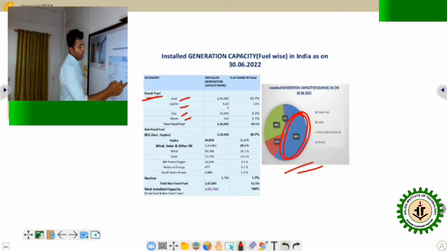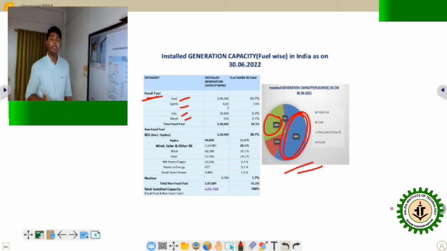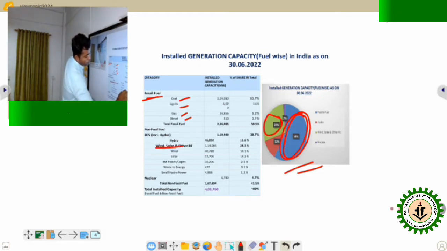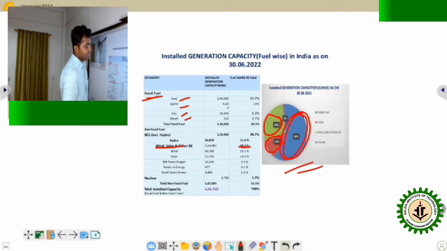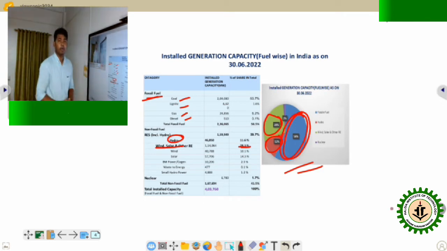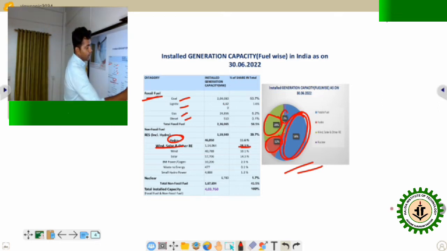And next, 28% of power is generated by renewable sources. Renewable source means there may be wind, solar and other renewable sources. Approximately 28% of power in India is generated from renewable sources. After that, 12% of electrical energy is generated from the hydroelectric power plant. Hydroelectric means where water is used to generate the power. I will discuss later how the power is generated. And the remaining 2% of electricity is generated from nuclear power stations, approximately 2% or 1.7%.